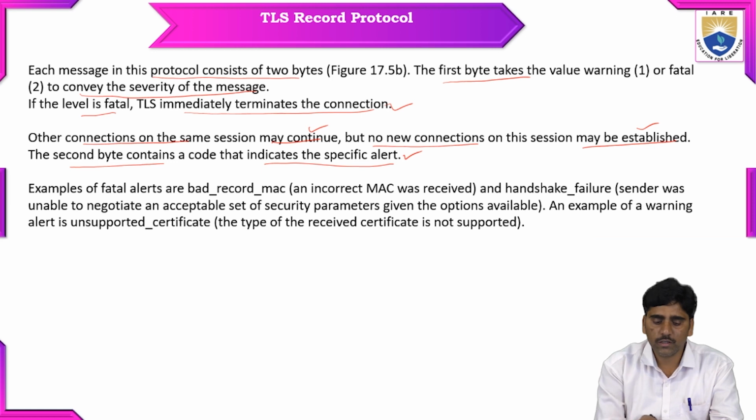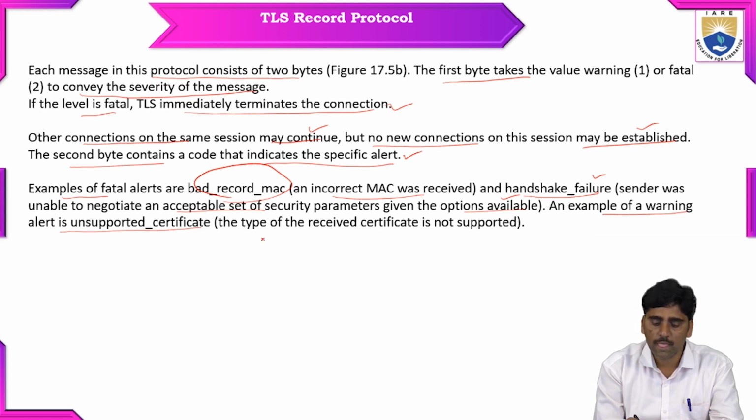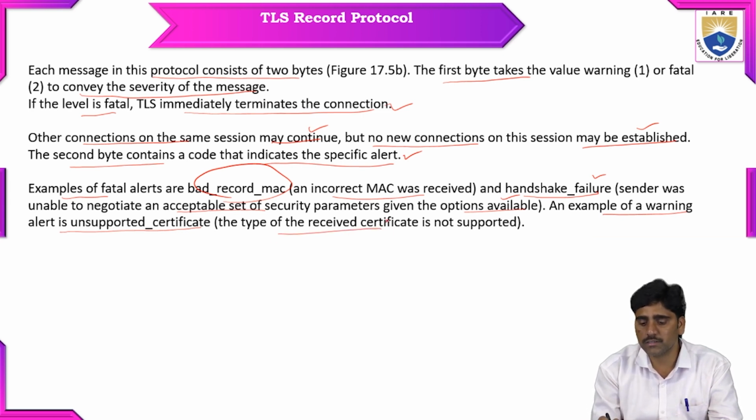Examples of fatal alerts are bad record MAC, meaning an incorrect MAC was received, and handshake failure, meaning the sender was unable to negotiate an acceptable set of security parameters given the options available. An example of a warning alert is unsupported certificate, which means the type of the received certificate is not supported.